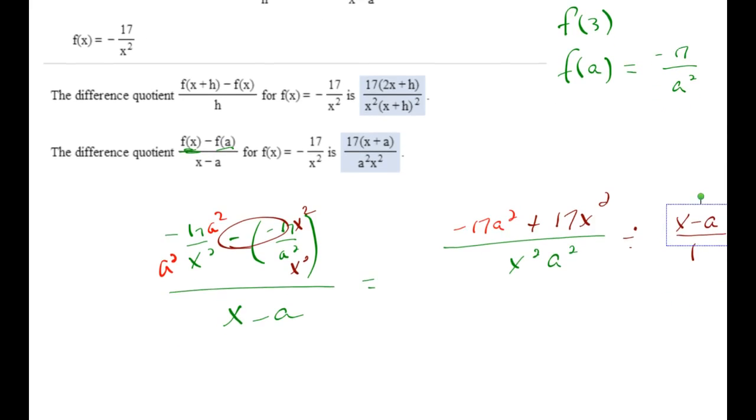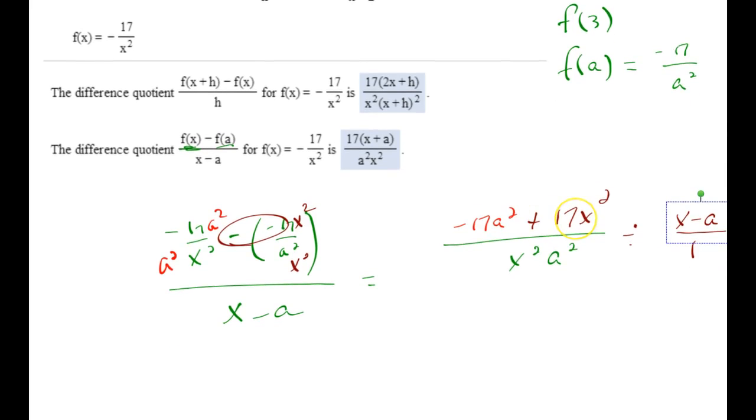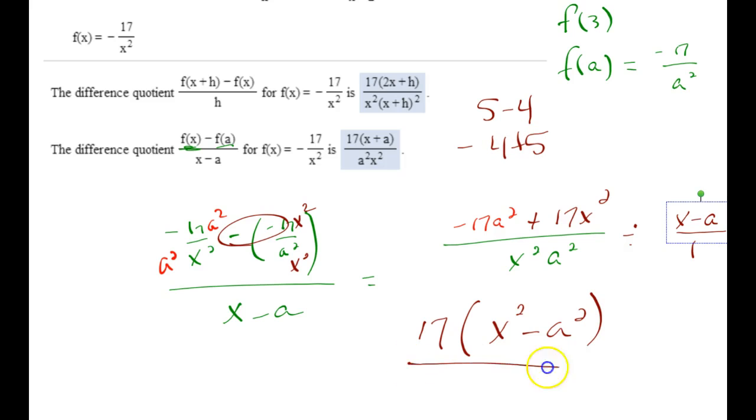So I think I'm going to rewrite this as multiplying by the reciprocal. It looks like I can factor out, we'll pull out a 17 from the numerator. And instead of writing negative a squared, I'll put the x squared term first, just because it looks a little bit nicer. Instead of writing 5 minus 4, it's the same thing as negative 4 plus 5, but I just prefer 5 minus 4. So 17 times x squared minus a squared over x squared a squared times 1 over x minus a.